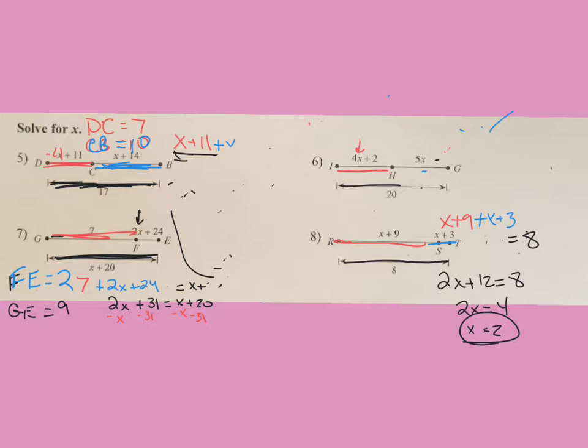Now to find the red piece, I plug in 2 right there. So I say 2 plus 9 is 11. So I think RS equals 11. Now I'm going to plug in 2 right here for x plus 3. So I'm going to get ST equals 5. Oh, and that's it.